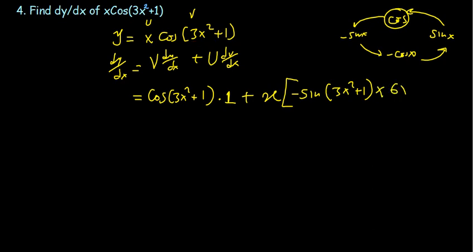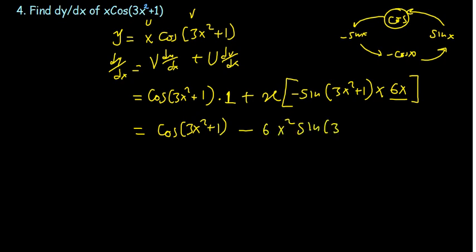A 6x. And so this is going to be equal to, we have got cos 3x squared plus 1, and here we've got 6x, which we can multiply with negative and which we can multiply with this x here. So that will give us negative 6x squared, and then we have got sin 3x squared plus a 1. So that is going to be it for this one.